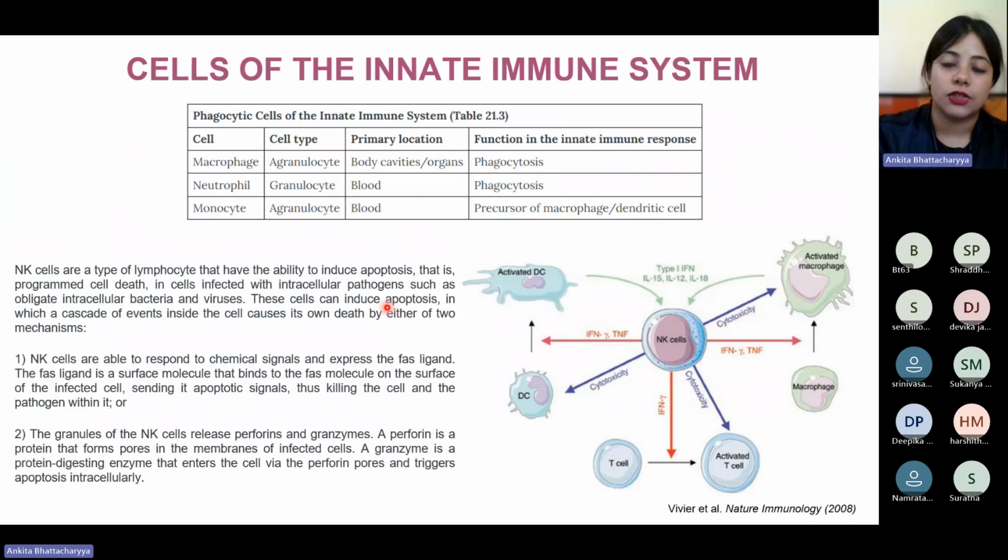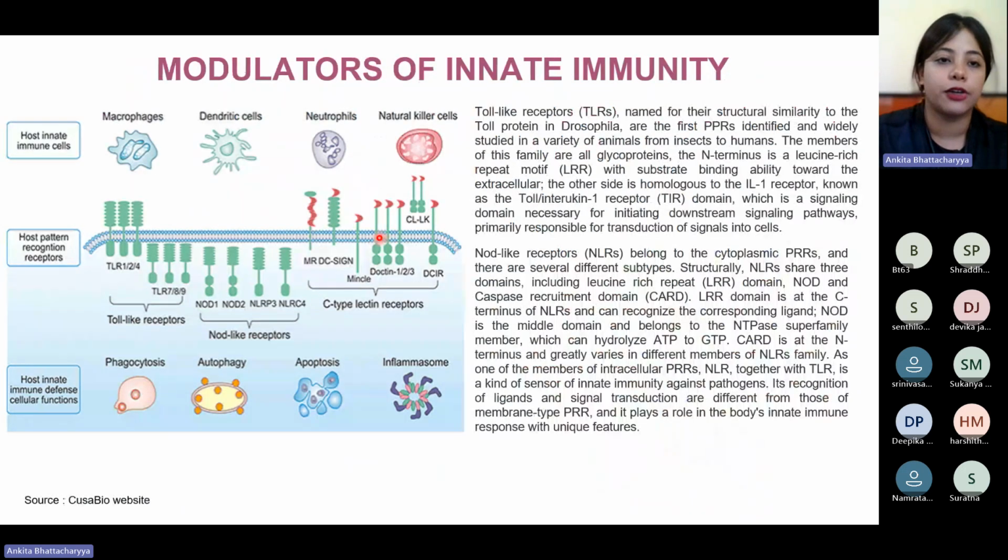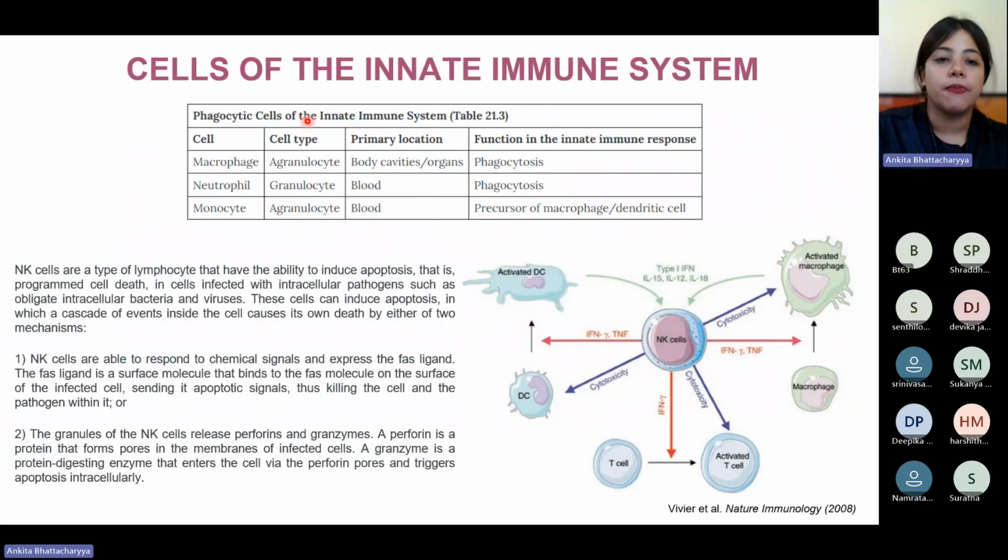Now coming to the cells of the innate immune system. So we have already seen that majorly there are some cell types which are operational, and that includes the monocytes, macrophages, neutrophils, which are the first line of defense, the dendritic cells, natural killer cells. These are operational, but the phagocytic cells, particularly if we have to divide them into subclasses, there are some cells which are phagocytic in nature.